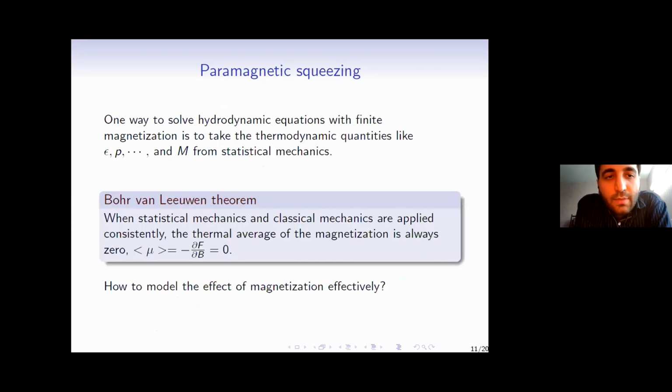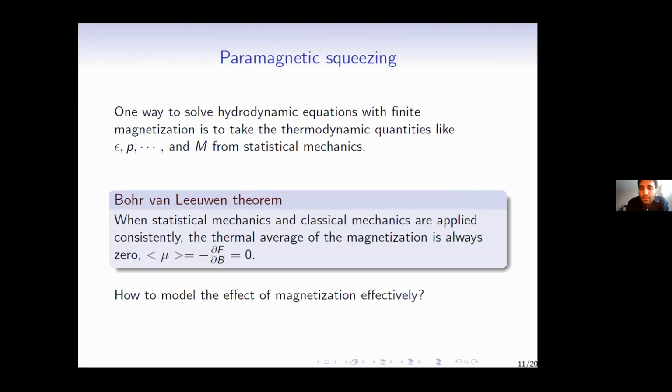So our aim is to understand how the magnetization affects the behavior of the fluid. And because in the classical limit, working with a varying magnetic field is easier than at the quantum level, we want to know if we can do anything at the classical level. But there is a problem. When you use statistical mechanics and classical mechanics together, the thermal average of the magnetic moment, which is the magnetization of the medium, is always equal to 0. So the question is, how can we model the effect of the magnetization effectively?